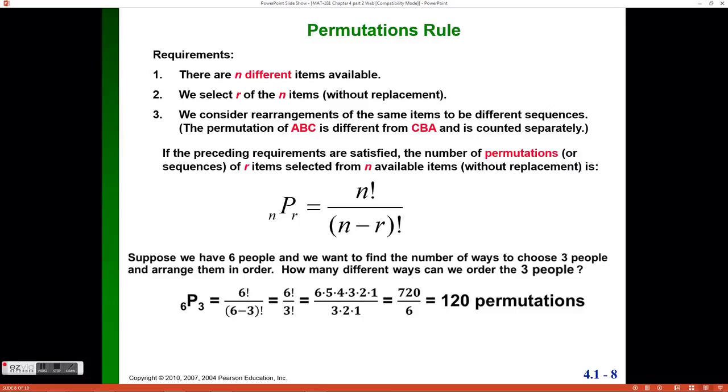I want to divide by n minus r factorial, 6 minus 3, which would give me a 3 factorial, or 3 times 2 times 1. Completing this calculation, I would get 120 permutations. Again, this takes into account all the different groups of 3 people I could choose out of the 6. But once I have each group of 3 people, I also count different orderings I can put them in.